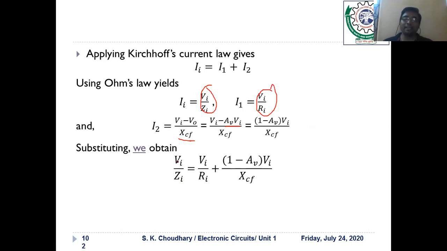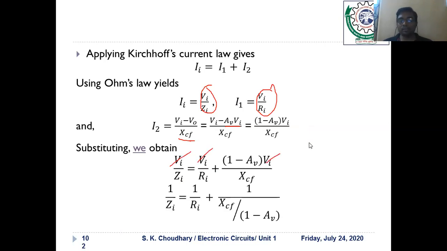Now we can see that Vi is common to the LHS and RHS. You can further write it as 1 upon Zi is equal to 1 upon Ri plus 1 upon XCF upon (1 minus AB). We can write this equation like this also. What is the purpose of this? We will see in the next equation.